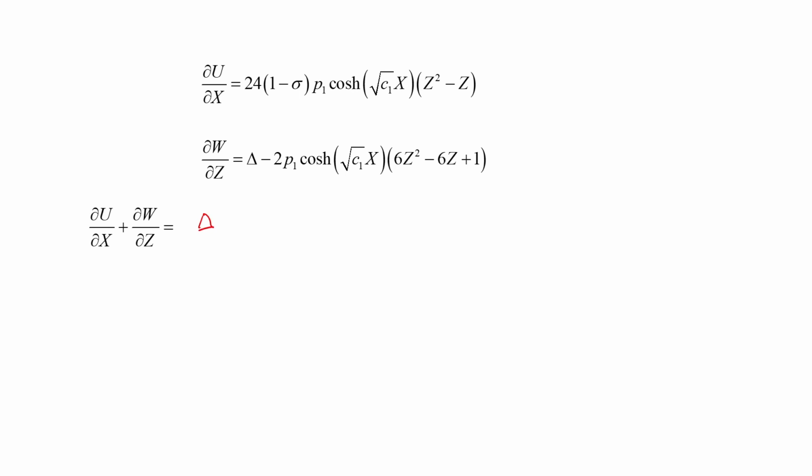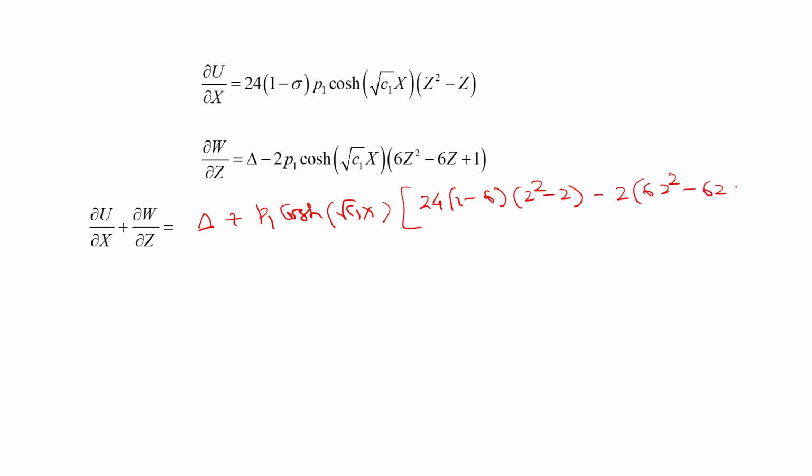So, delta is fine, and then I have, let us say, plus p1 cosh of square root of c1 into x, and then I have 24. So, p1 goes down. 24 into (1 minus sigma), 24 into (1 minus sigma) into z square minus z, and this is p1 into cos, so it is minus 2 into, it is 6z square minus 6z plus 1. It is like this.